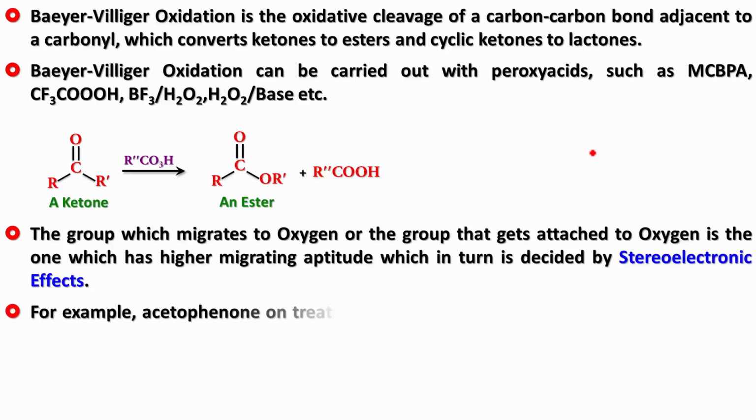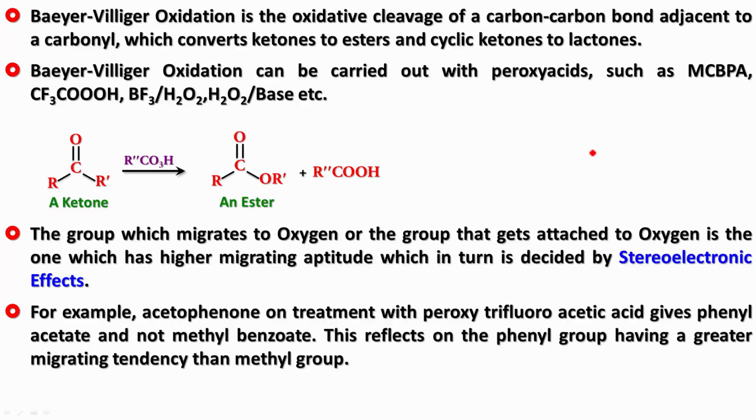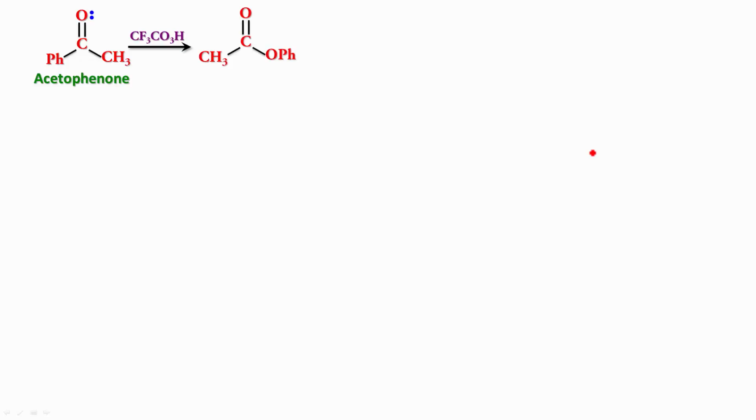So, for example, acetophenone on treatment with peroxy trifluoroacetic acid gives phenyl acetate and not methyl benzoate. This reflects on the phenyl group having a greater migrating tendency than a methyl group, as we just discussed. So here we have acetophenone and reacting with trifluoroacetic acid, and as you can see, it gives you phenyl acetate.